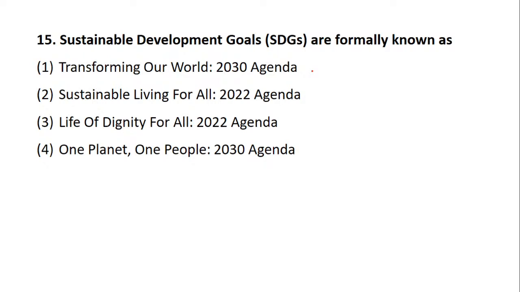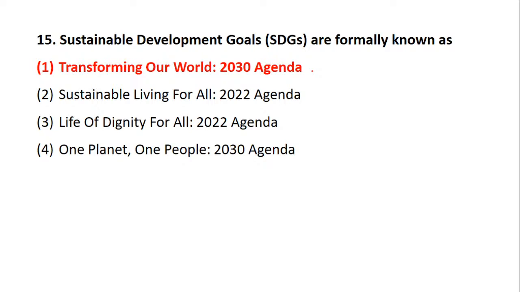Question number 15 we are on. This is not the last question. As I told you, I have repeated yesterday's 5 questions for practice, so they come after this. We are getting answers for question number 15. All the regular students in the class have started answering instantly, so the concepts are clear. Except one, I think all are correct. Sustainable development goals are formally known as Transforming Our World: 2030 Agenda.